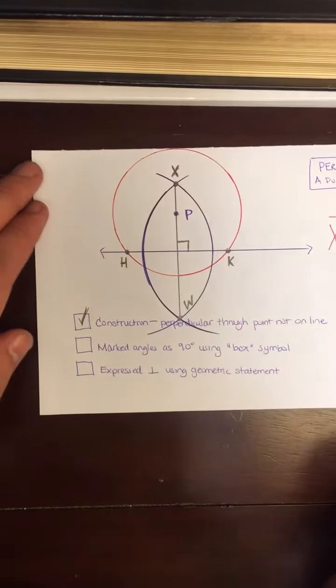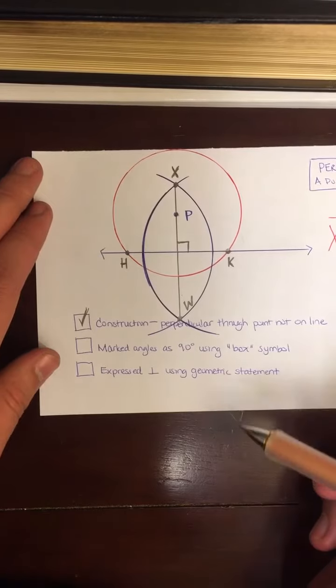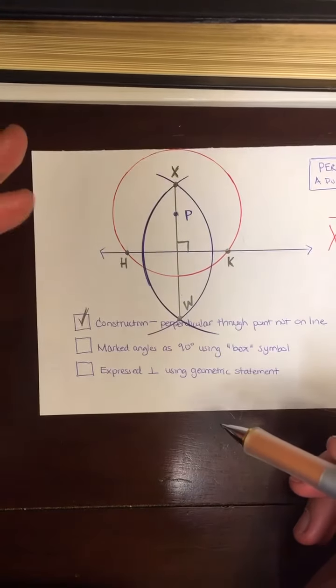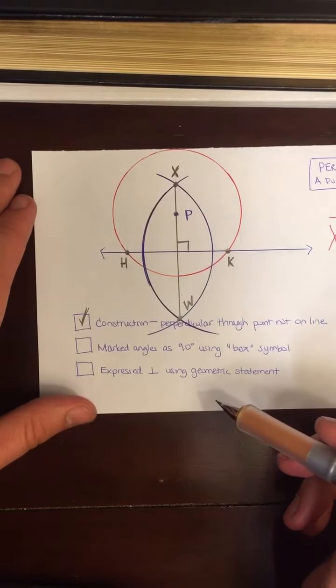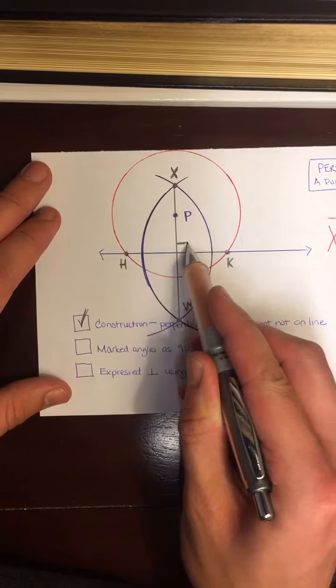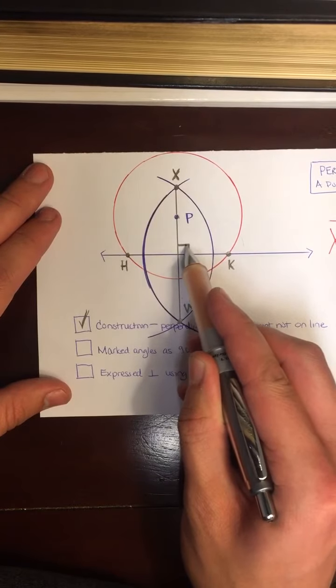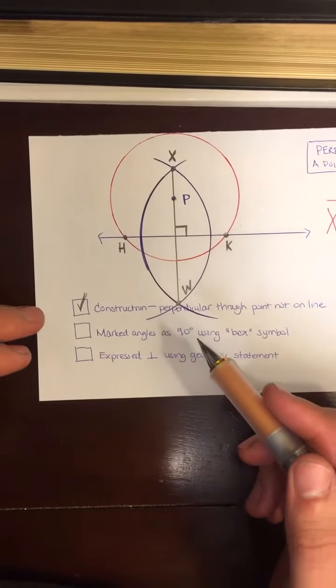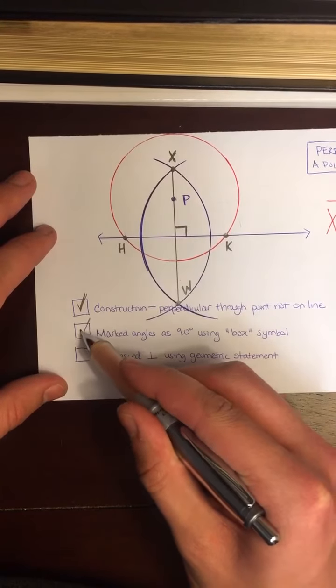The second expectation that I have is that you indicate that these lines are perpendicular by communicating that angles are 90 degrees. And I've done that. You can see this box here. This box indicates or means those angles are 90-degree angles. So I have satisfied that requirement.